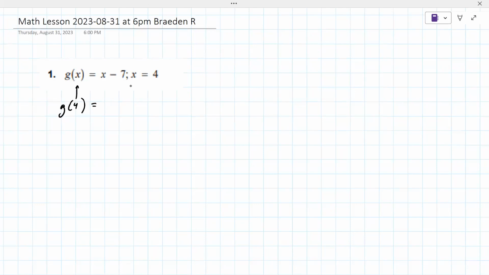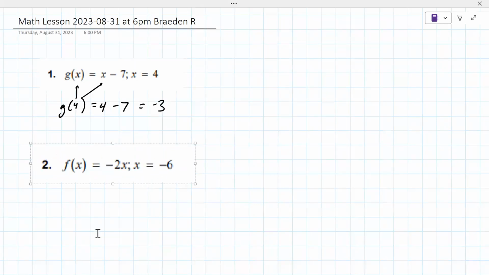Whatever value you have for x, you're putting that in for x. So it's 4 minus 7, which is -3. So you're literally taking that value they give you, you're putting that in for x and proceeding from there. So g(4) equals 4 minus 7. g of 4 is -3. Good. That's there. Okay.